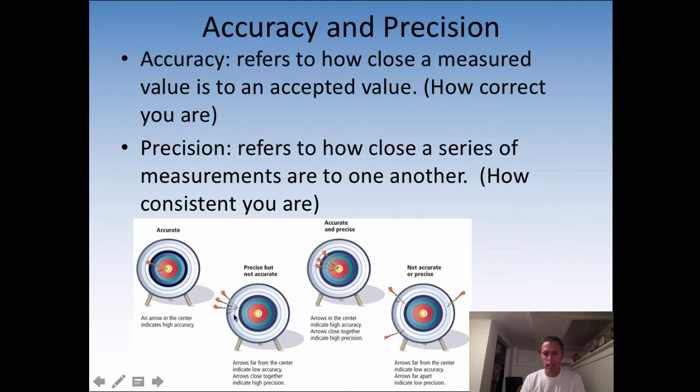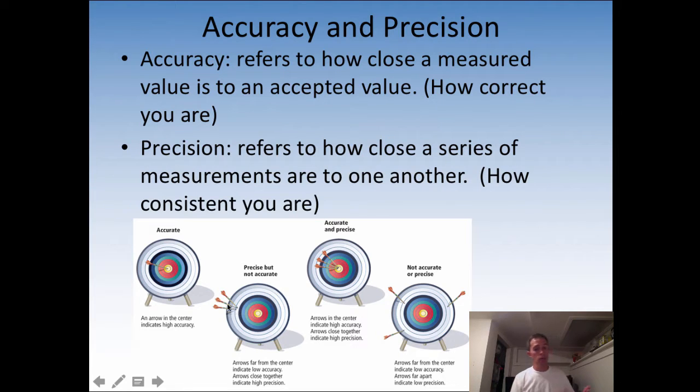Let's look at the second example. This guy shot 3 arrows. They were all pretty close to each other, but he wasn't at the bullseye. So we would say that this guy's precise because all 3 of his shots made a pretty tight grouping here. But he wasn't hitting the bullseye, so he's not accurate. So this would be an example of something that is precise but not accurate.